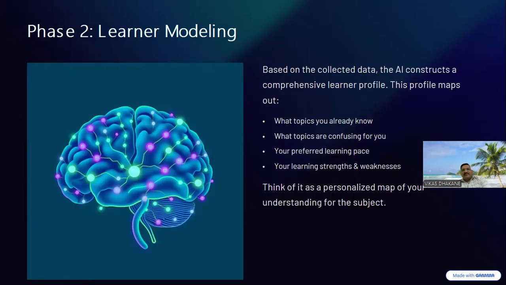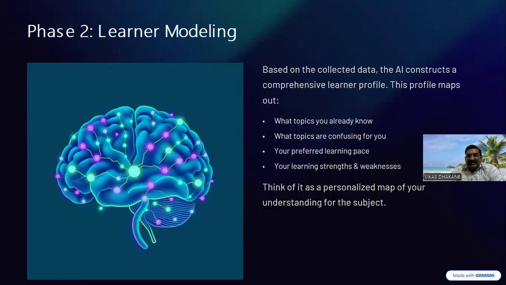Second step, learner modeling. Based on your collected data, the AI constructs a comprehensive profile. The AI collects all your information, like what topics you already know, in which topics you are good, in which topics you are confused, and at what speed you are answering the questions, your strengths, weaknesses, all these things. You can think of this as a personalized map of your understanding of the subject. Okay, this is the second step.